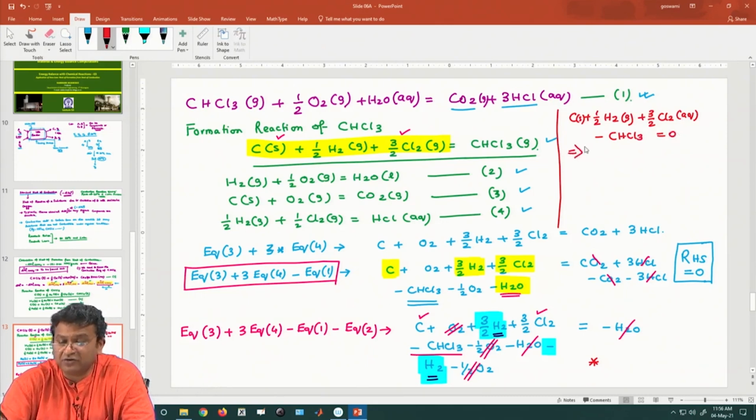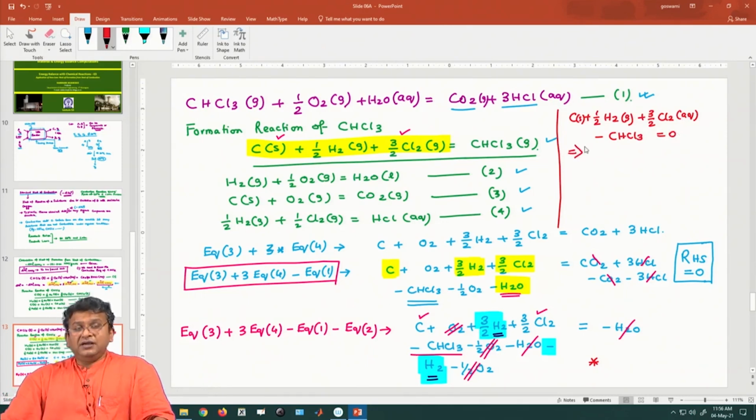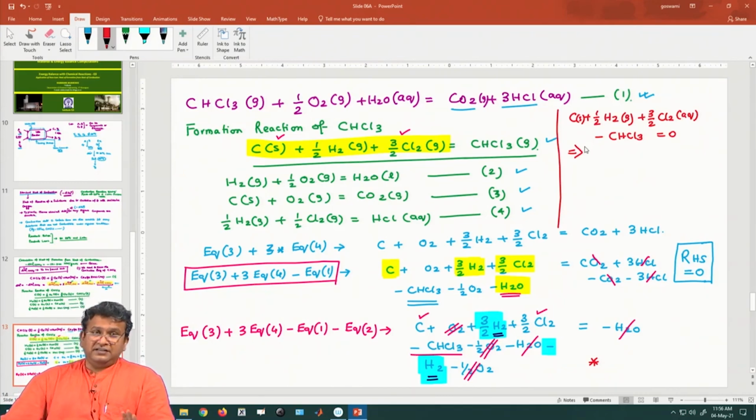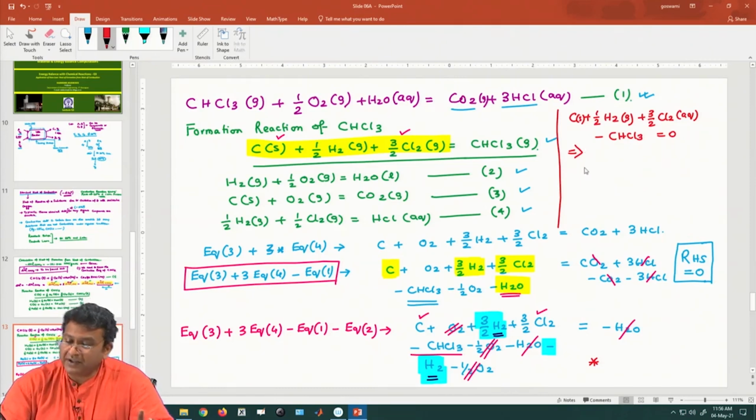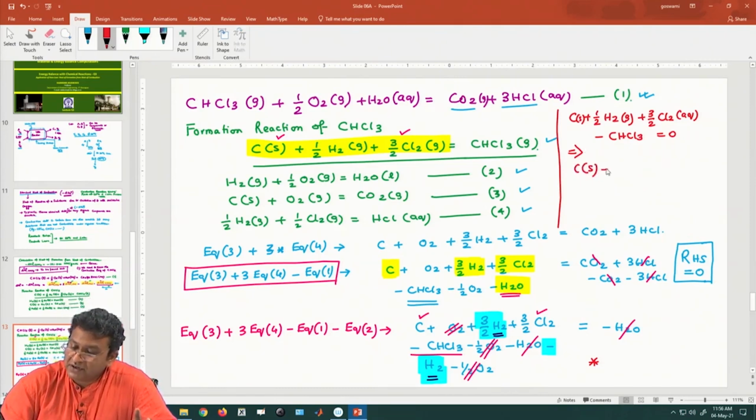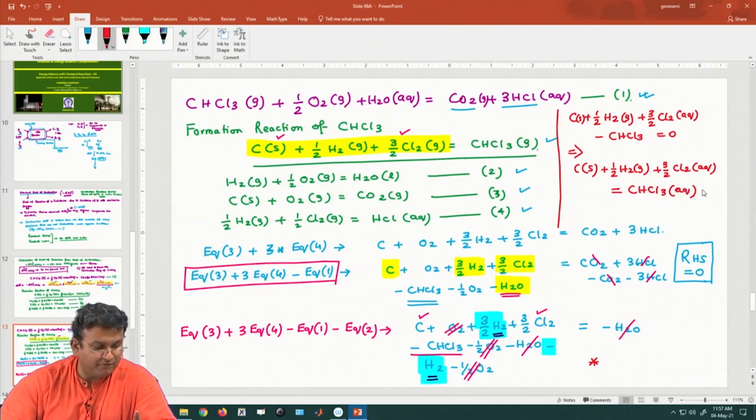And as I have repeatedly told, in the context of Hess law, you actually treat the chemical reactions just the way that they are as if algebraic equations. So, you are very much allowed in this context to write, right. Sorry, it is not aqueous, this is gas, chloroform is gas, right.